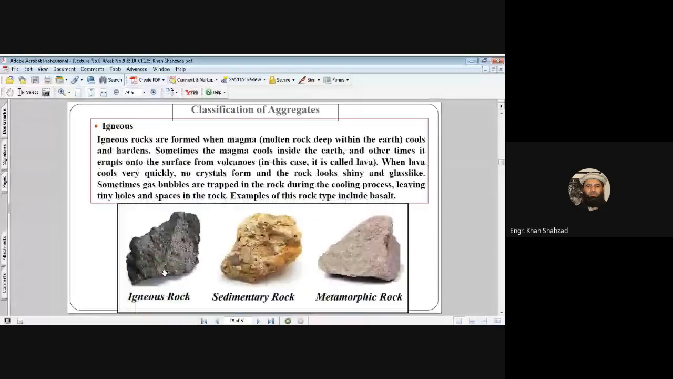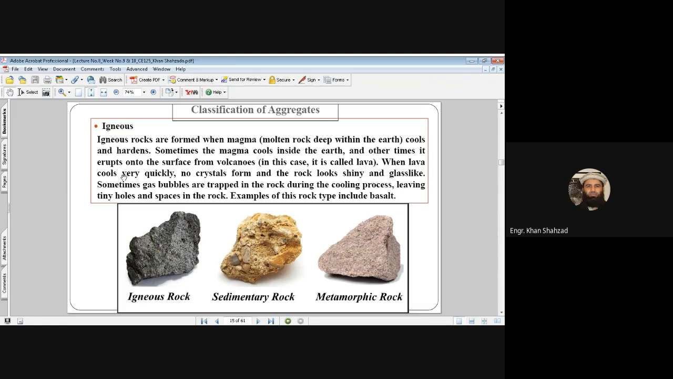The third type of rocks is igneous rocks. Igneous rocks are formed when magma, the molten rock deep within the earth, cools and hardens. Now, where can we get these igneous rocks? They come from the magma when the molten rock deep inside the earth cools and becomes hard. Sometimes the magma cools inside the earth, and other times it erupts onto the surface from volcanoes. When it erupts and comes to the surface, it is called lava.